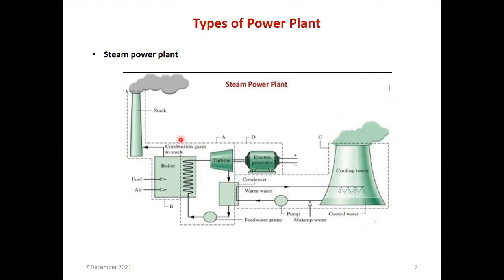Coming to its principle of operation, a steam power plant means steam is operating as the working fluid in the entire cycle. In the boiler, if we give heat as an input, the water evaporates into steam, and that steam hits the turbine blades, and the turbine is connected to the generator. Hence, we get electric output. The remaining steam in the turbine is taken to the condenser with the help of the cooling tower, where the steam is converted into water and sent back to the boiler. This is the basic principle of the steam power plant.